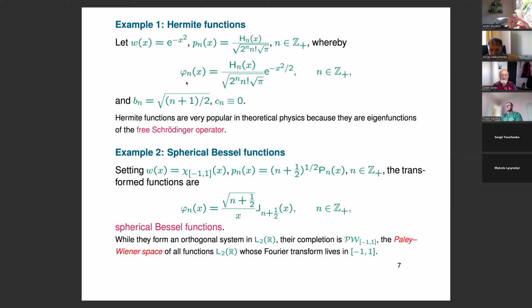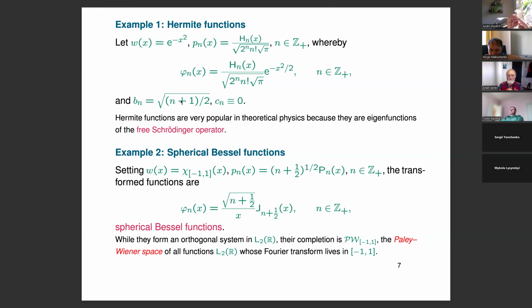And then Hermite functions are simply normalized Hermite polynomials times e to the minus x squared over 2. That's all. And these functions are orthonormal in L2, a basis, because the support is all of the real line. The c_n are 0, because the polynomials have the same parity as n, and b_n is square root of (n plus 1) over 2.